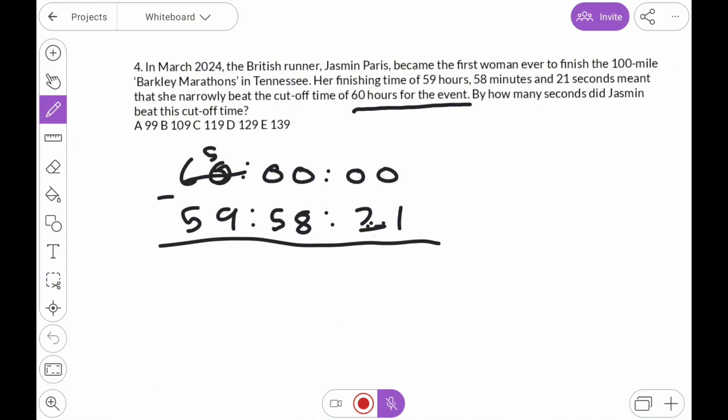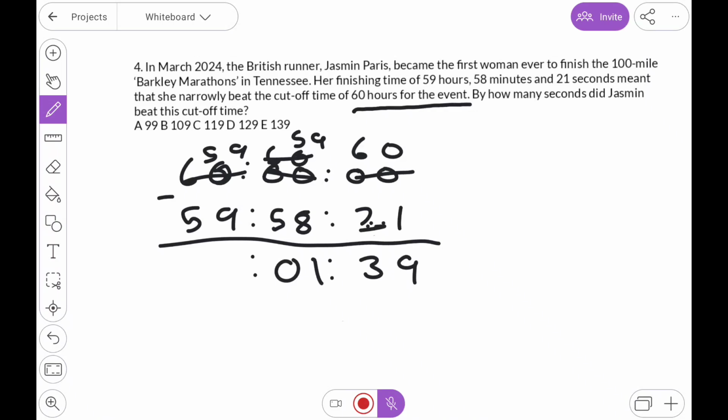So we take 59, and then this becomes 60, and then 59 again. This becomes 60. 60 minus 21 is 39. 59 minus 58 is 1. And 59 minus 59 is nothing. She beat it by 1 minute 39 seconds. But our answer should be in seconds. 1 minute is 60 seconds, and 60 seconds plus 39 seconds is 99 seconds. Our answer? A. 99 seconds.